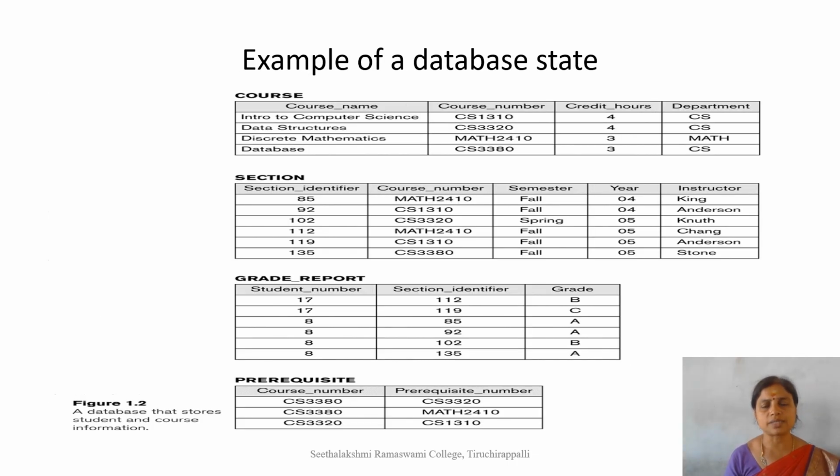These are some examples of database state. Earlier, the schema only contained the attributes, but the database state contains the values. For course, the values are data structures, and then the values for course number, credit hours, and which department it belongs to. The same is valid for section, grade report, and prerequisite.